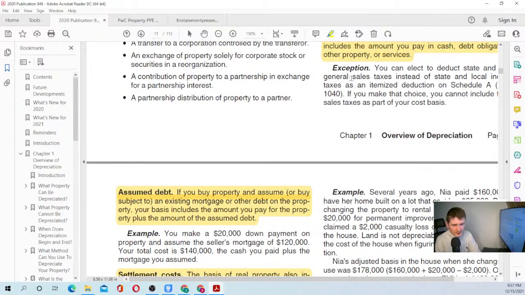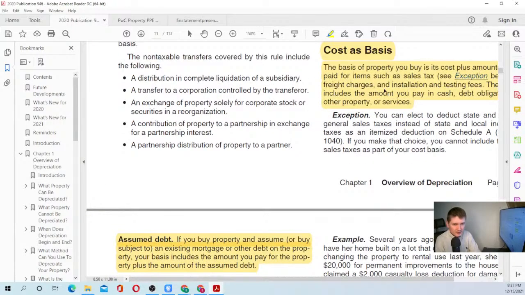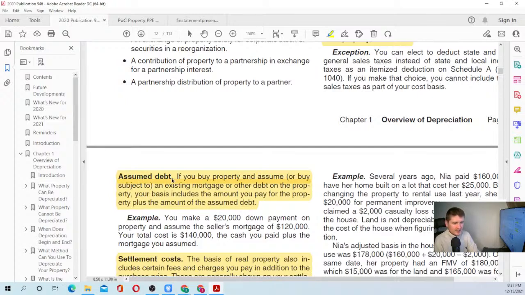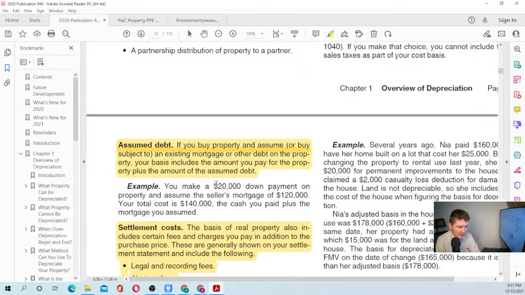If you paid for PP&E with cash, you capitalize the whole amount and include all your payment. Also, if along with cash you assumed some debt, or used a loan to acquire the property, you still use the full cost of your property. Here is an example. If we make a $20,000 down payment on a property and assume the seller's mortgage of $220,000, our total cost is $240,000. So we do not only calculate cash, we include the full basis.